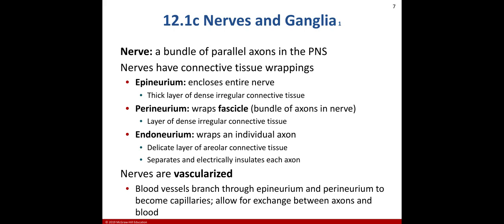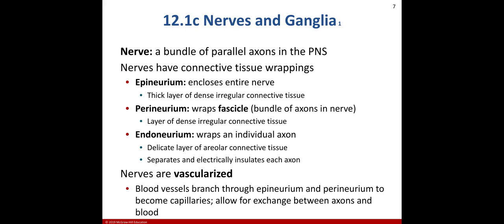We have perineurium, which wraps up a fascicle. A fascicle is just an area of a bunch of axons in a nerve. That is also going to be dense, irregular connective tissue. And then we have endoneurium, which is going to wrap an individual axon. And this is a very delicate layer of areolar connective tissue, and it is going to separate and electrically insulate the axons, because we will be seeing shortly that we are moving a membrane potential down our neurons. So this endoneurium is protecting and insulating that axon.